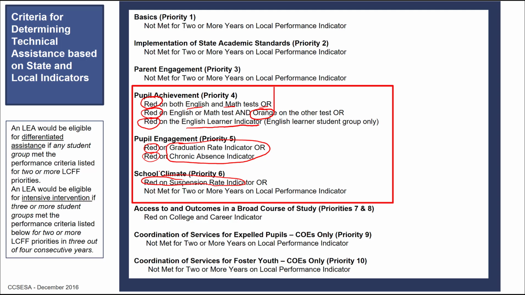Now, what actually gets you into technical assistance is if you are eligible based on two of these areas. So let's say you're eligible in priority 4 and priority 6 on suspension rate, you are now eligible for technical assistance. If it's only one of those, you're not eligible.